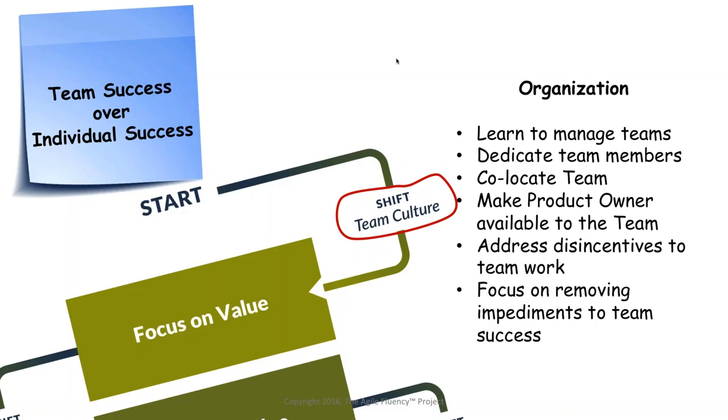There's a product owner who is available to the team that can help translate that idea of customer value. The organization begins to look at what is happening in its policies and procedures that create disincentives to the team working well together, and they start removing the impediments that get in the way of the team being successful, focusing on value and always delivering the next most valuable thing to the organization and the customer.